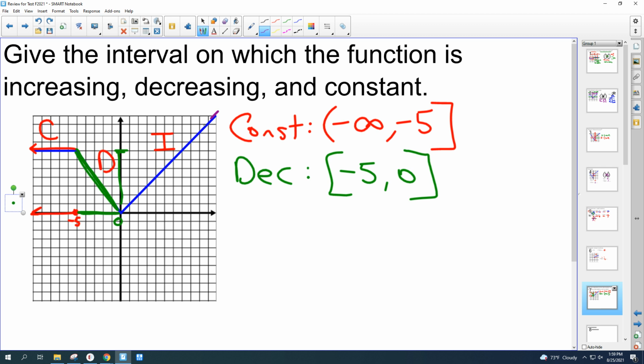So then there's this last part right here. This is the part that's increasing. That corresponds with this part of the domain. That seems to be going up or increasing from 0 to infinity.